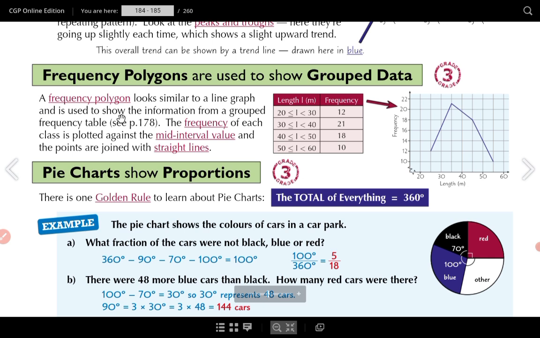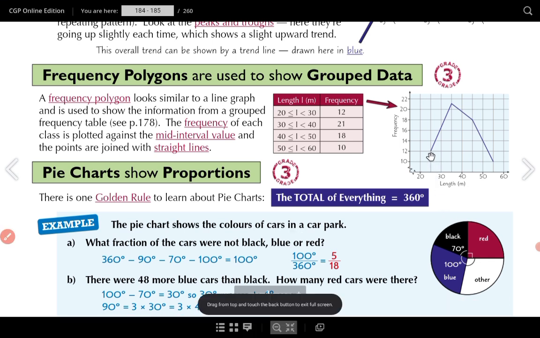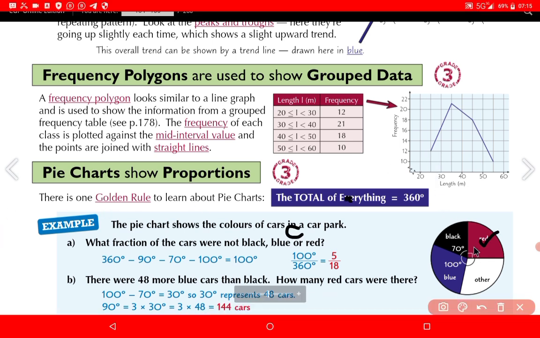This is not that difficult, but what is important under this is the frequency polygon. The frequency polygon looks similar to a line graph and is used to show the information from a grouped frequency. The frequency of each class is plotted against the mid value, and the points are joined with a straight line. So let's say you have a point here, another point there, another point there, and you just join them like this. So this was what was plotted here.